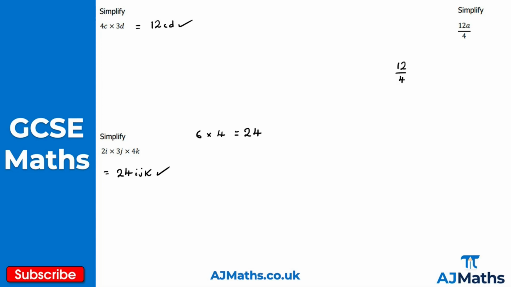How many 4s go into 12? Well, that would be 3. So what I get then here is 3a there. Okay, the a still remains. We haven't divided that by anything, so we just get 3a. Okay, and that's our solution to that example.